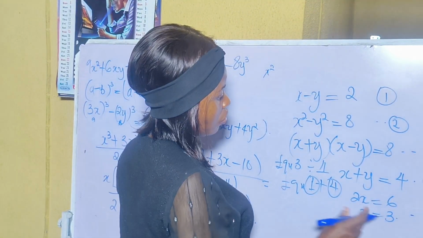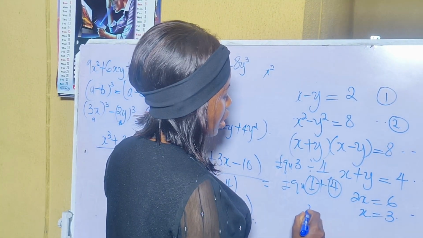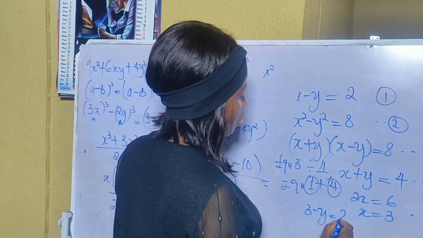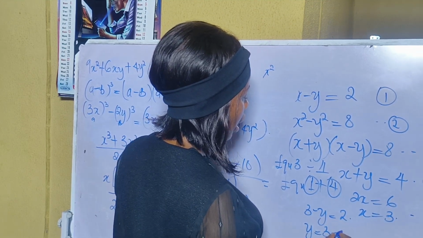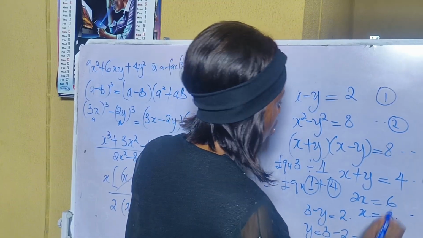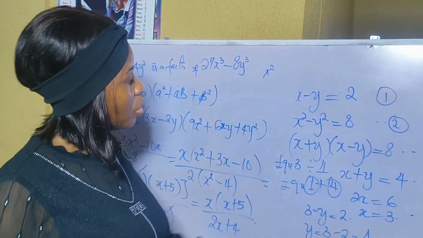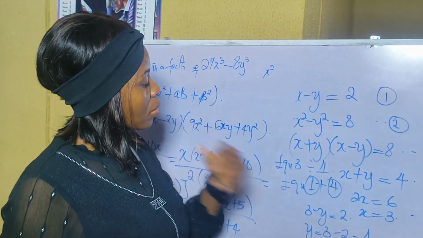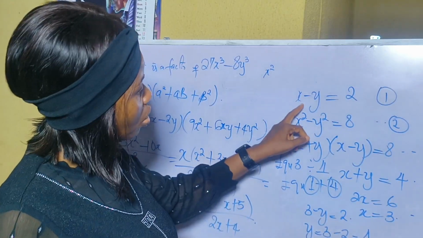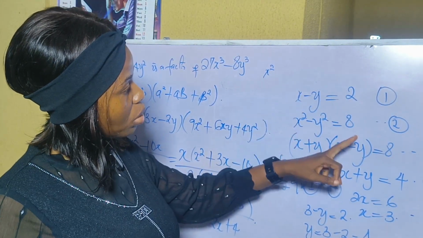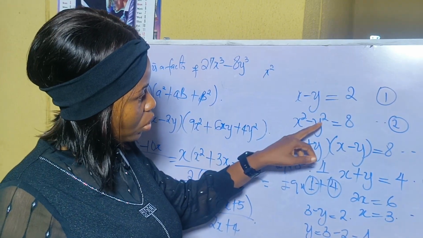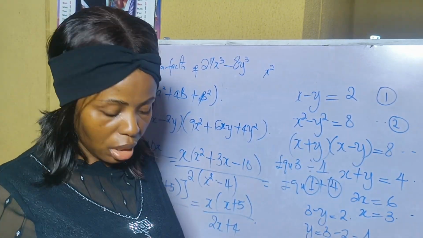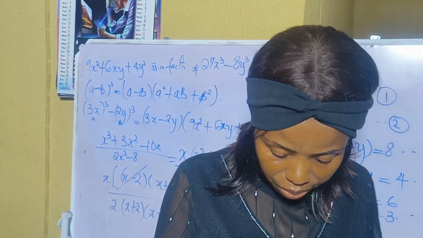Come back here. If x is 3, then 3 minus y is equal to 2. Therefore, y is equal to 3 minus 2, which is 1. So x is 3, y is 1. Come back here: 3 minus 1 gives me 2, and 3 squared is 9, 9 minus 1 gives me 8. I'm done with solving that problem.